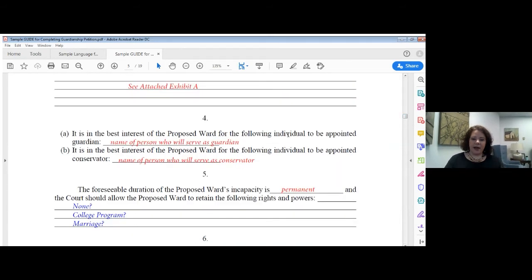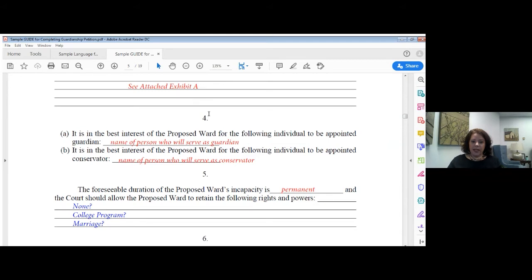So now down at paragraph 4, this is where we're nominating. Okay, say we do convince the court that we are in need of a guardian. Who do we want it to be? So 4A: it's in the best interest of the proposed ward for the following individual to be appointed as guardian. Now that says individual, but it can also be individuals. I get that question a lot.